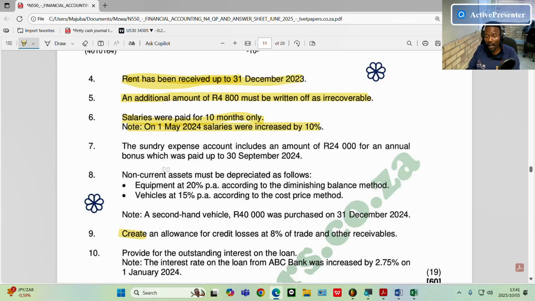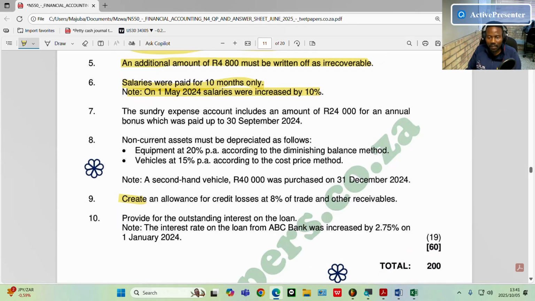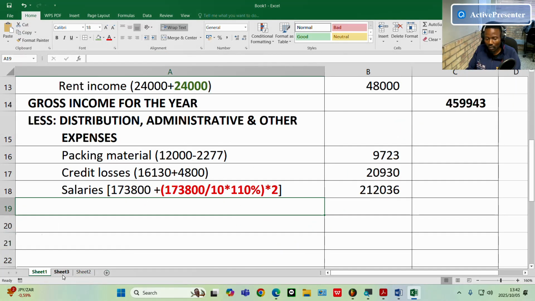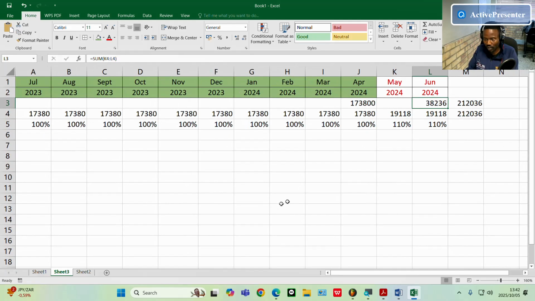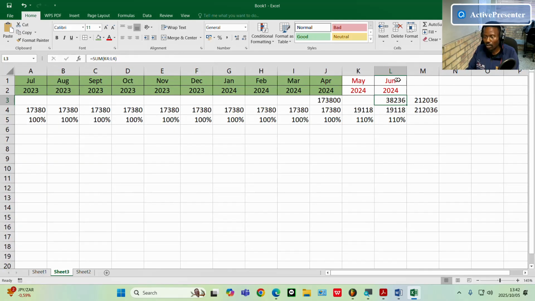Remember, we are here for the max. Adjustment number 7 says the sundry expense account includes an amount of 24,000 for an annual bonus which was paid up to 30 September 2024. So this 24,000 is an annual bonus paid up to 30 September 2024. Now let us go look at our financial time period. So let us carry on from here.